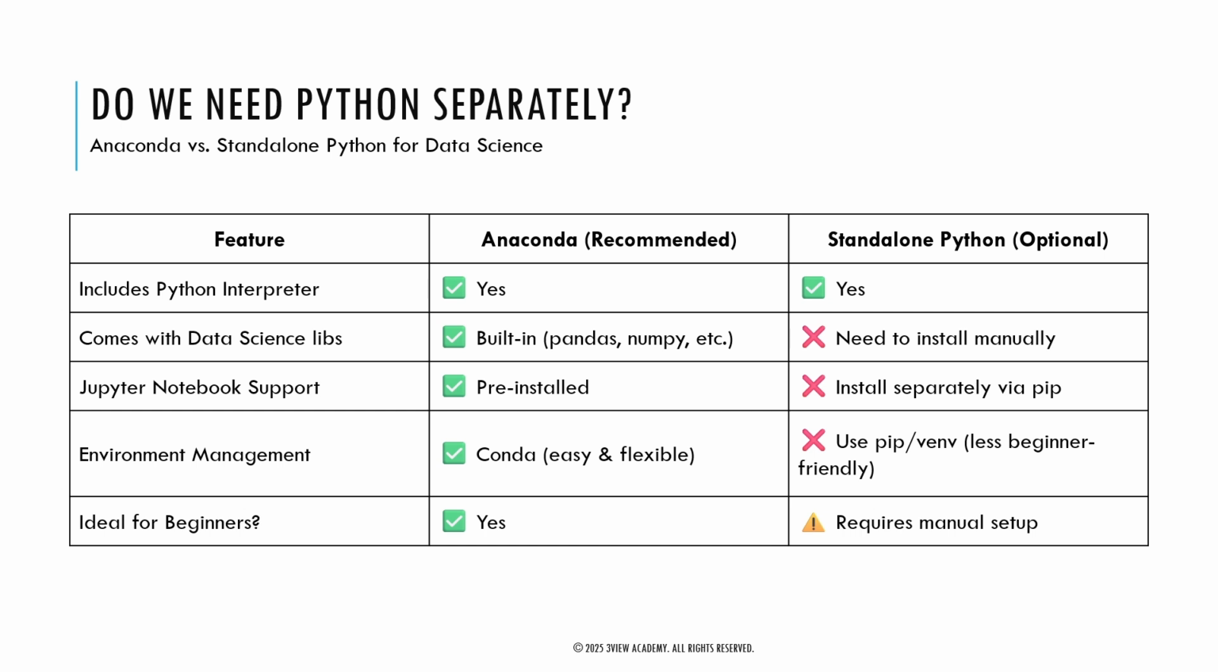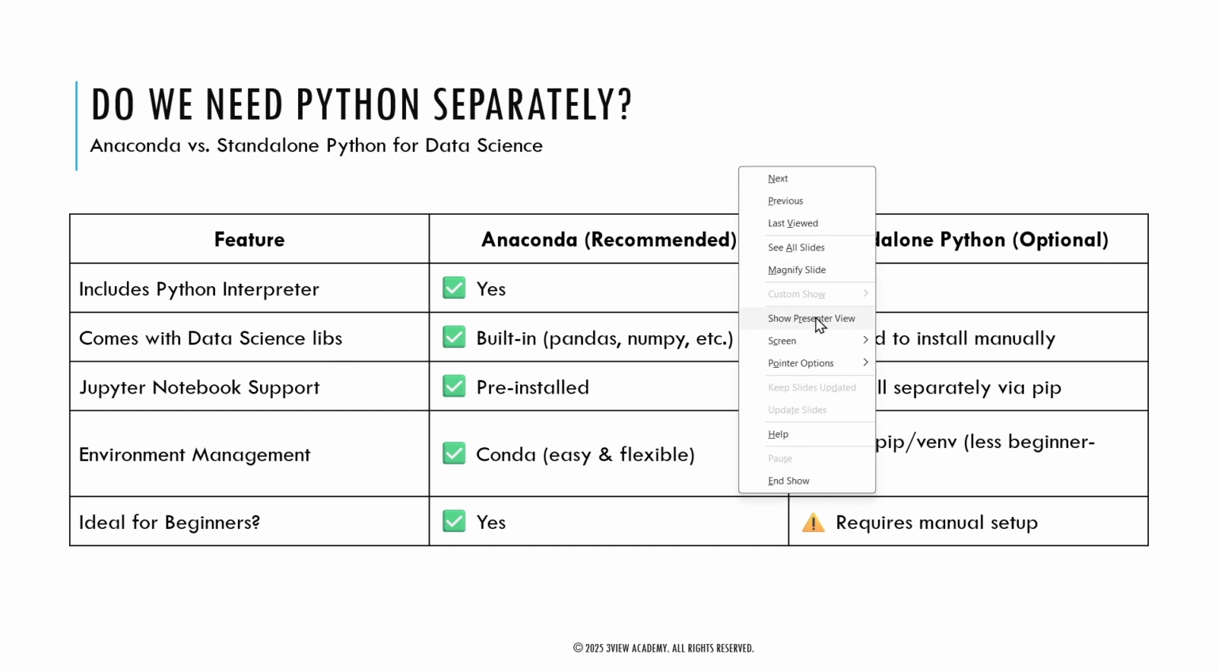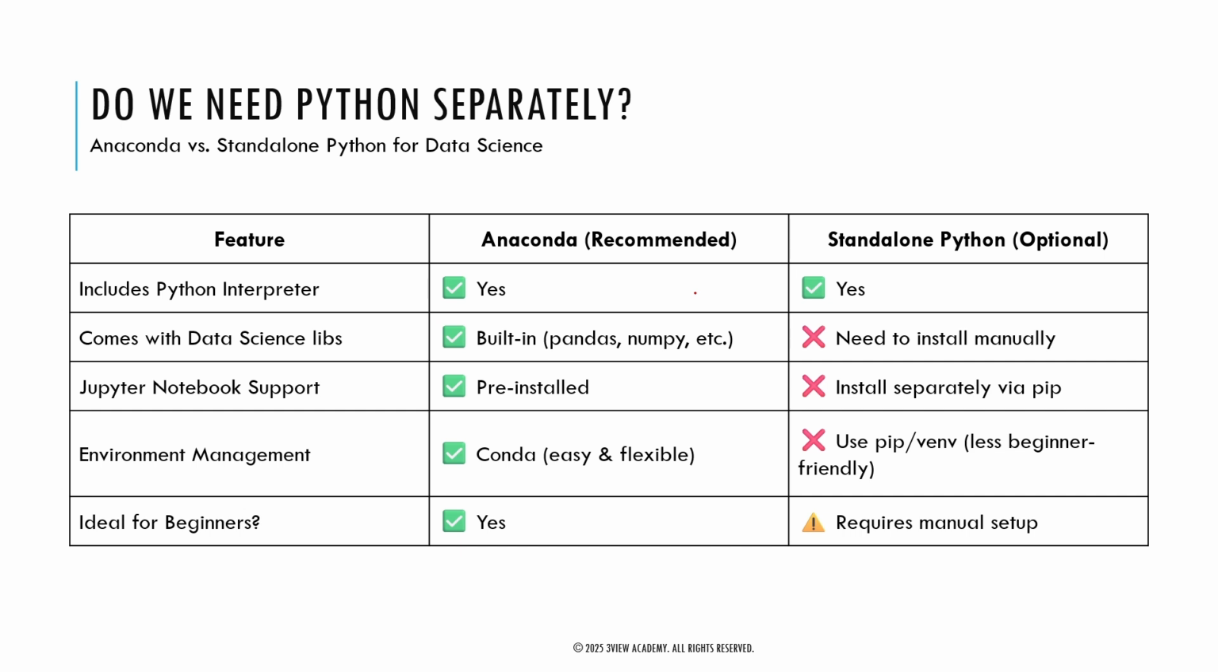So what is the difference? If you install Python, Python needs an interpreter. So even a standalone Python will come with an interpreter, and Anaconda is coming with an interpreter. Then comes the data science library. All data science libraries you will get directly in the system in Anaconda, like built-in pandas, NumPy.